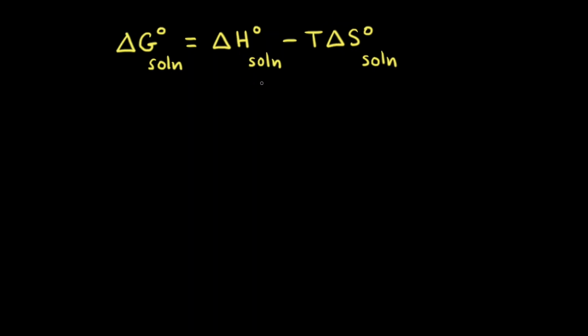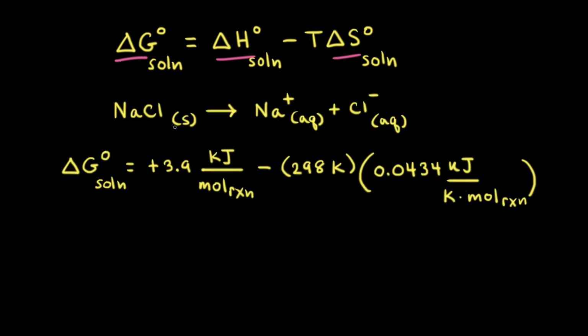We've just looked at delta H naught of solution and delta S naught of solution for two salts, sodium chloride and magnesium chloride. Let's calculate delta G naught of solution for both salts at 25 degrees Celsius. Let's start with the dissolution of solid sodium chloride in water to form sodium cations and chloride anions.